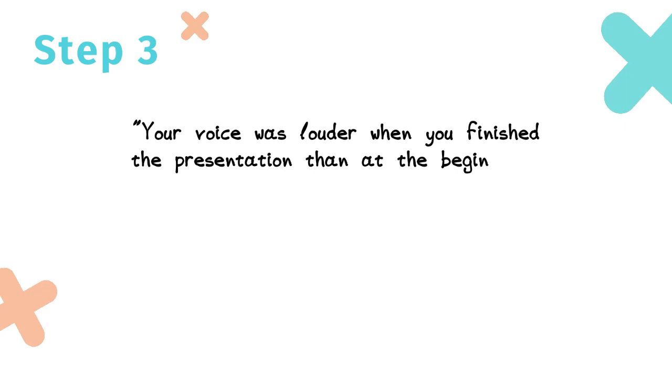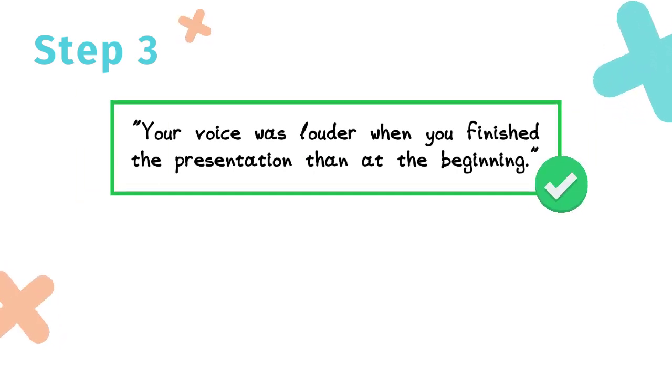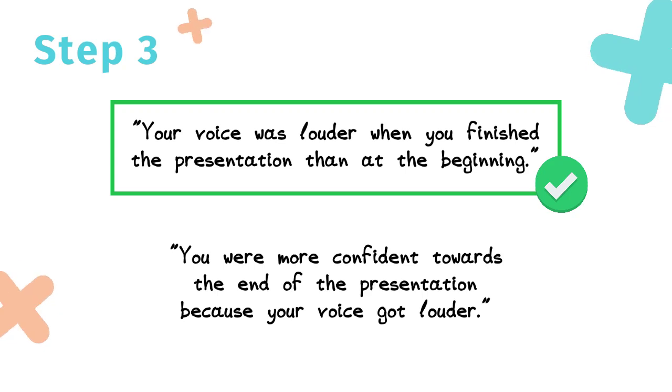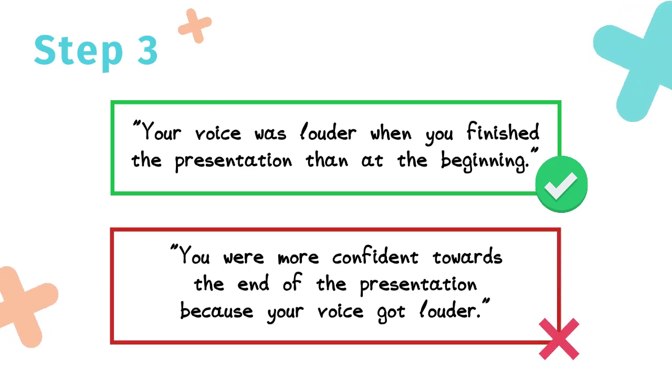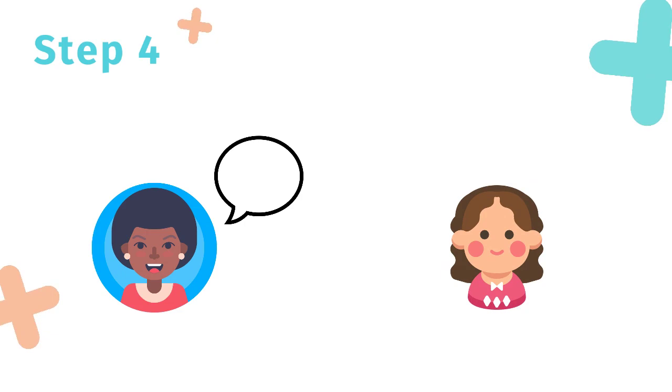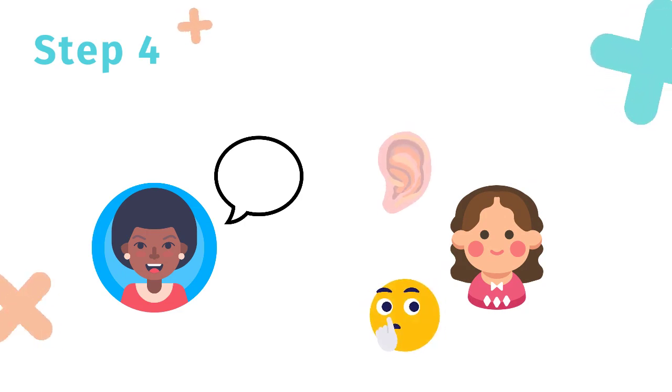For example, "your voice was louder when you finished the presentation than at the beginning" can be given as feedback, while "you were more confident towards the end of the presentation because your voice got louder" is not acceptable at this point. Once actual perceptions have been shared, the practitioner shares his interpretation of everything perceived and the arrangement in front of them. During this step, the client listens and shall not interrupt.